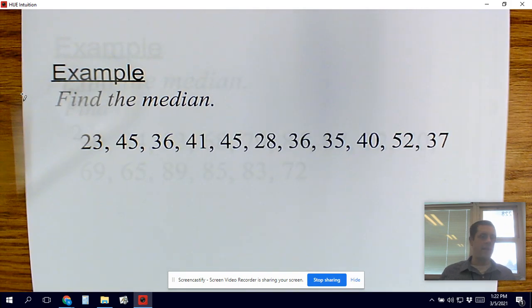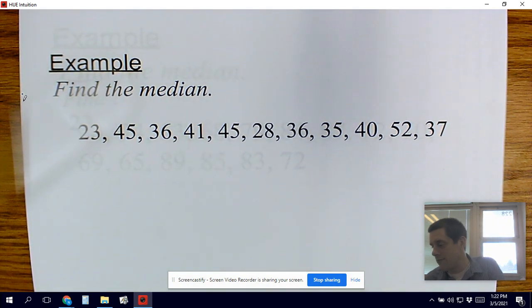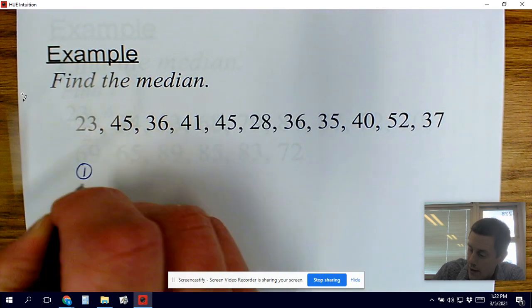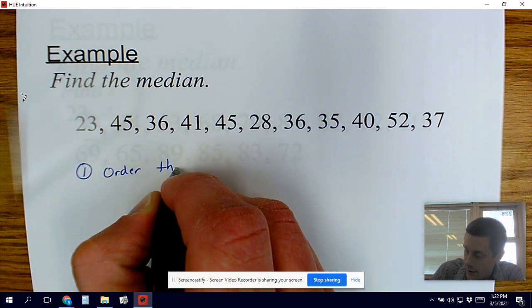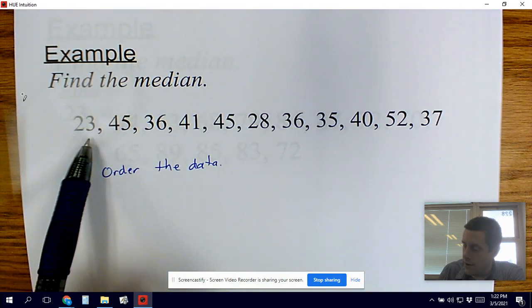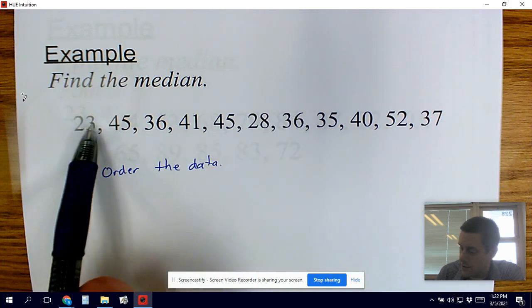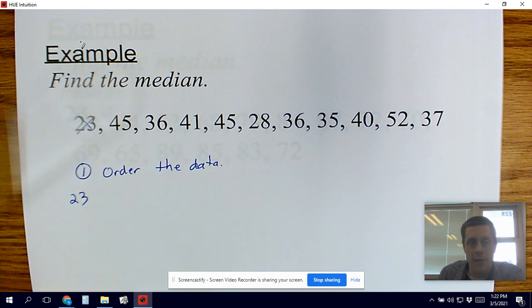All right, so the first data set, we want to calculate the median of 23, 45, 36, 41, 45, 28, 36, 35, 40, 52, and 37. So calculating the median, step 1, we need to order the data set from least to greatest. So if I'm looking at all these numbers, what is the least value in all of these? It looks like 23. I'm going to cross that out so I know I'm done with it.